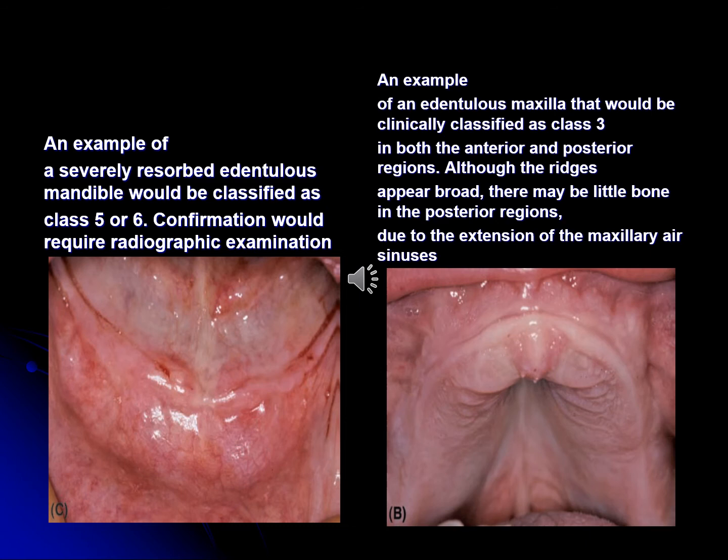While the picture on the left shows a flat ridge, mandible ridge. That means this class will usually be class 5 or class 6. That means we don't have enough vertical dimension and we don't have enough horizontal dimension.